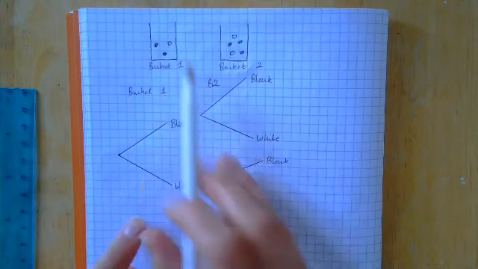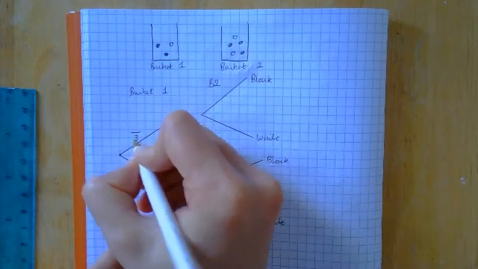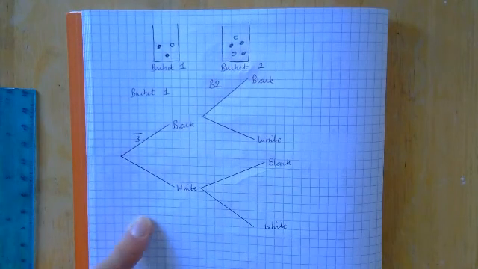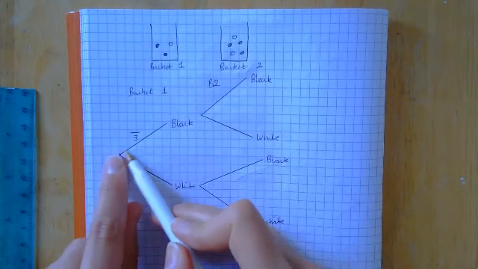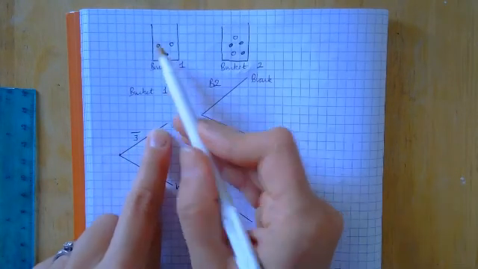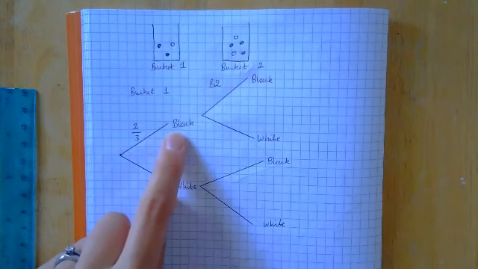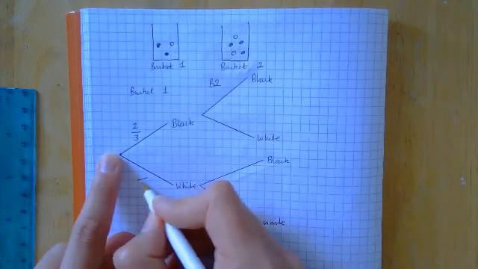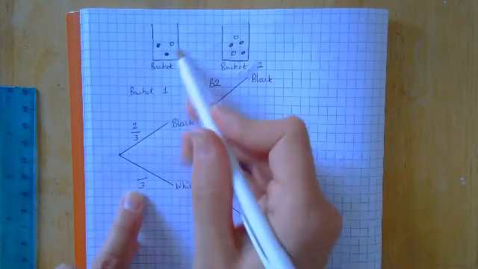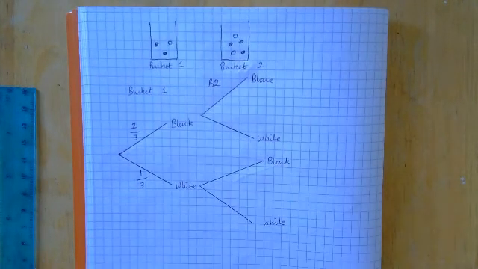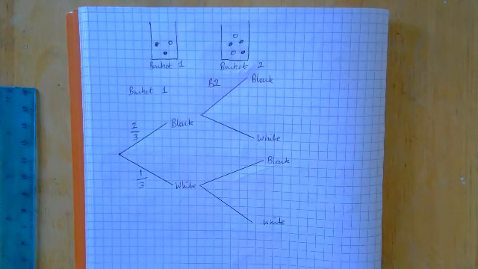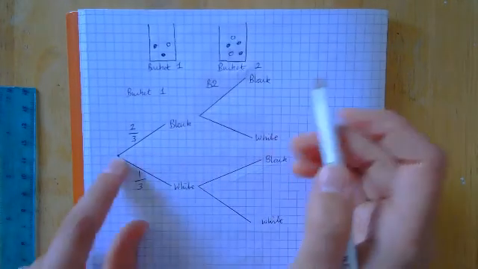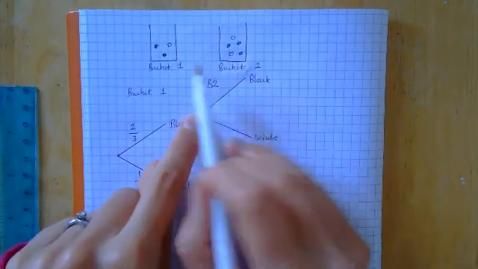What's the probability of getting a black out of bucket 1? You need to ask yourself 2 questions. How many balls are there? Well, there's 3, so that goes on the bottom. And how many of them are what we want? Well, we're on the black branch, so we're looking at the black, and there's 2 blacks. And then how about the white? So, there's 3 balls in total. How many of them are white? 1. So that's bucket 1 sorted.